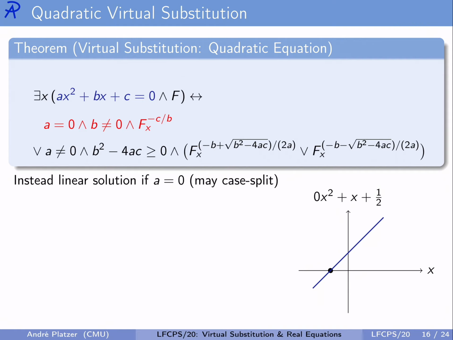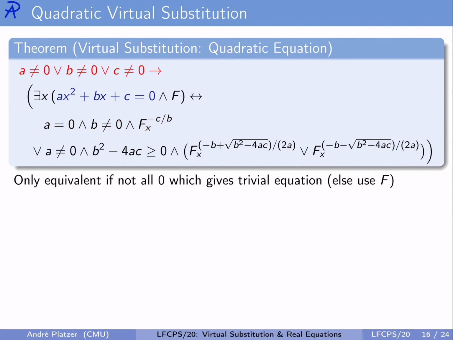Almost, right? We almost have an equivalent formula. There is an x such that ax squared plus bx plus c equals 0 and f is true if and only if, having plugged the one linear or the two quadratic solutions into F, we get a true formula under the appropriate compatibility conditions that the divisions and roots are defined at all. But the whole thing, of course, is only really equivalent if this equation was a proper equation. Indeed, if a isn't 0 or b isn't 0 or c isn't 0, so the whole thing doesn't completely trivialize, only then are the two equivalent.